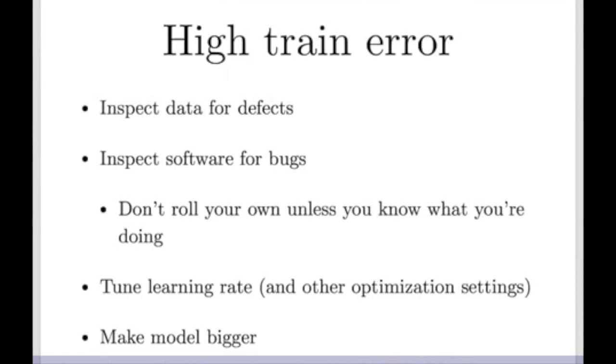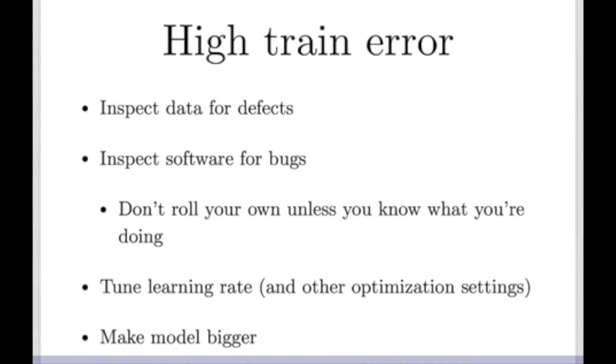Most textbook advice will immediately start telling you how to do things to your machine learning model. But I would actually say the very first thing you should do is check whether your data has a problem. Make sure that it hasn't been collected poorly or something like that. If the data has defects, then your algorithm won't be able to fit it. Next, you should actually inspect your software for defects.